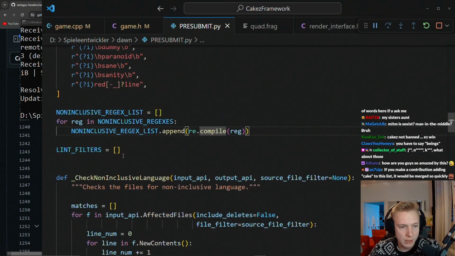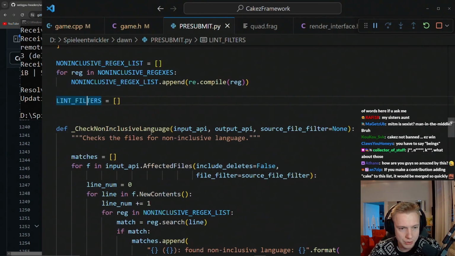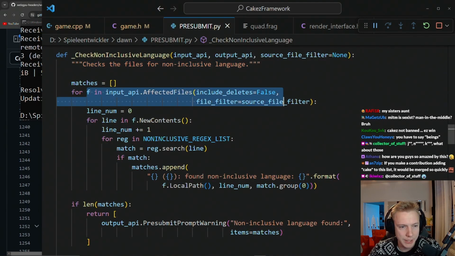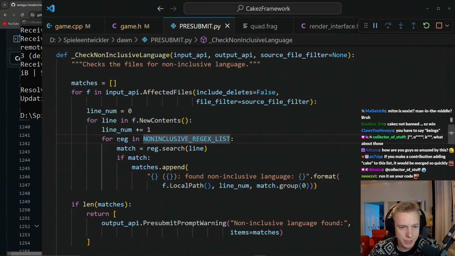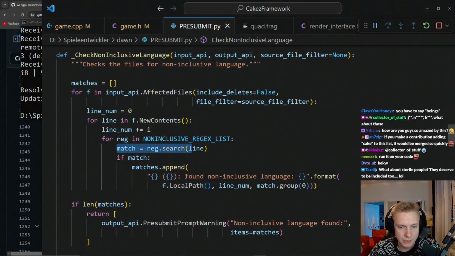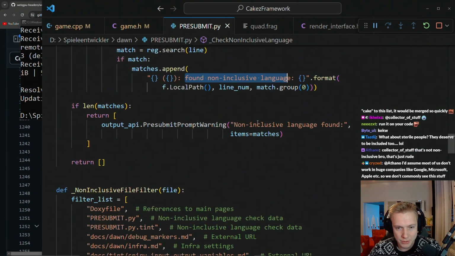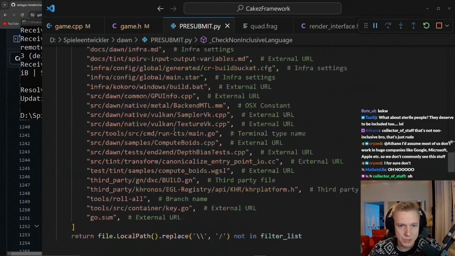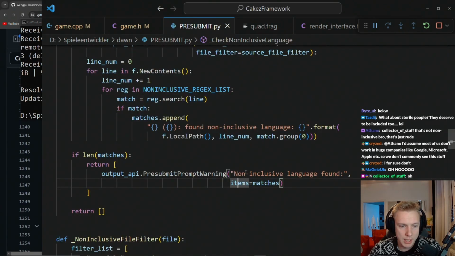I don't know. Lint filters. Check non-inclusive language. Checks the files for non-inclusive language. Affected files. For every affected file, if the regex is in the list, match the regex. Found non-inclusive language. Non-inclusive language found. What then? What happens? Oh, so they just found it and they are outputting it as a warning.